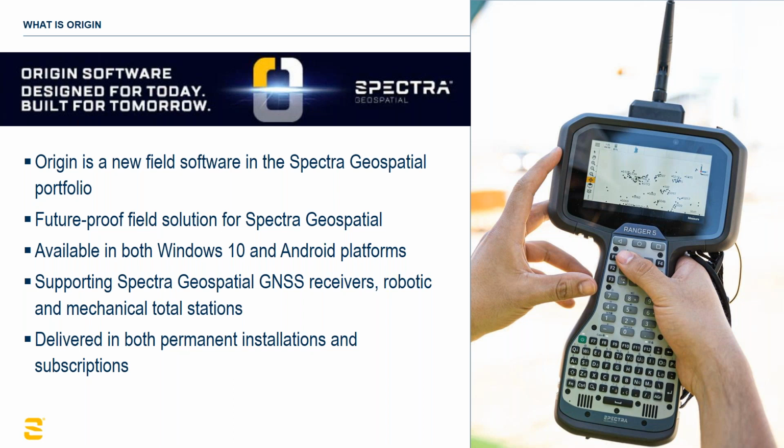Do keep in mind that Origin does not support third-party data collectors, so it will have to be a Trimble ruggedized data collector, whether it's a T10 tablet or ST10 tablet, sorry, my bad, and MM60. Origin will also support GNSS receivers, robotic and mechanical total stations. You can choose between a perpetual license or a subscription offering.